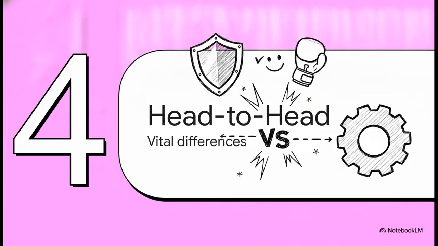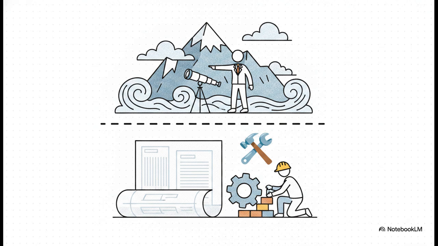Which brings us to Section 4, head-to-head BRD versus PRD, spotting the vital differences. These two documents operate at entirely different altitudes, and they serve completely different people. Look at the audience. The BRD is written for stakeholders and leadership, while the PRD is squarely for product managers, designers, and engineers. When it comes to scope, the BRD is strategic and organizational. It's looking at the big picture of the company.